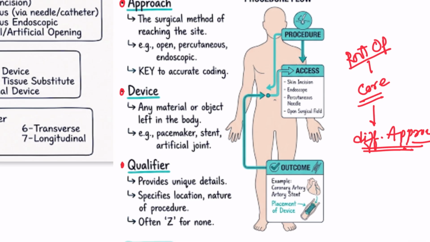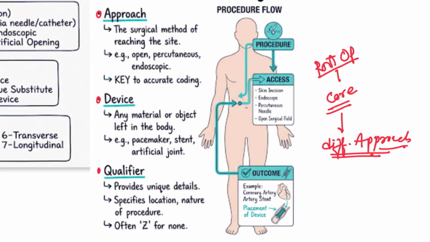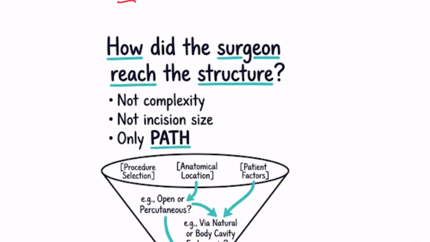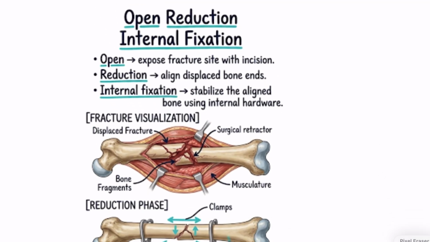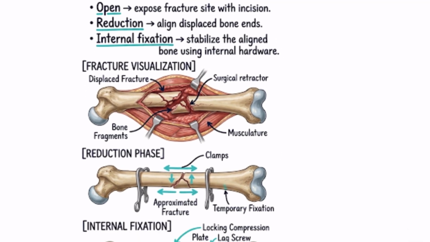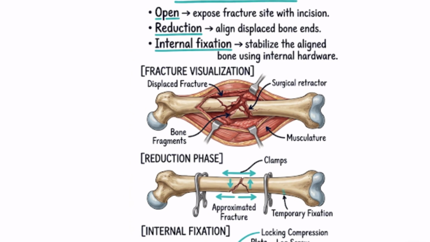Let's start with a real example: open reduction internal fixation of femur bone. Now, when you hear that, do not jump into coding immediately. Just look at this phrase: open reduction internal fixation. And if I'm reading this in an operative note, the first thing I'm asking is what is actually happening here? Because this is not just a random procedure name, this is actually describing how a fracture is being managed.